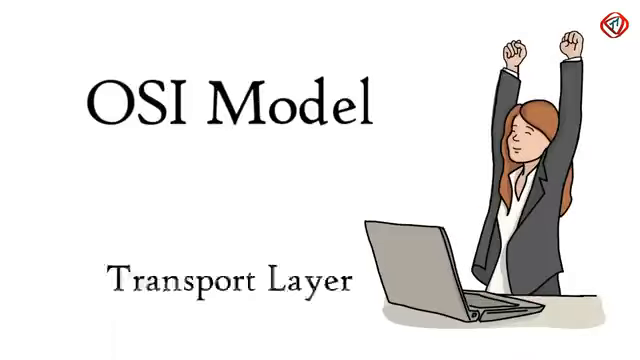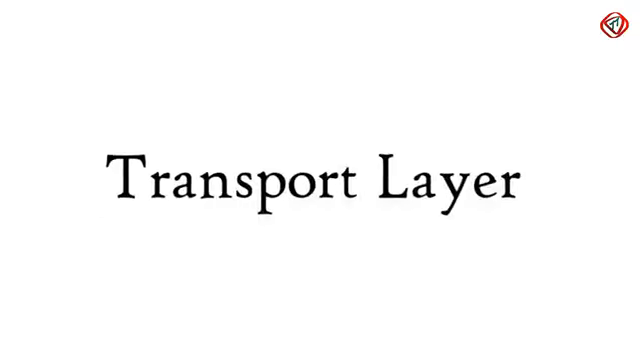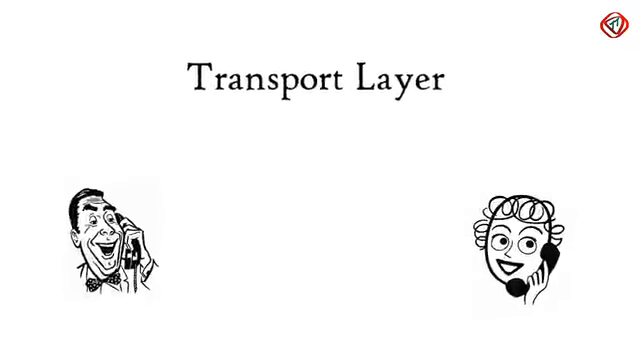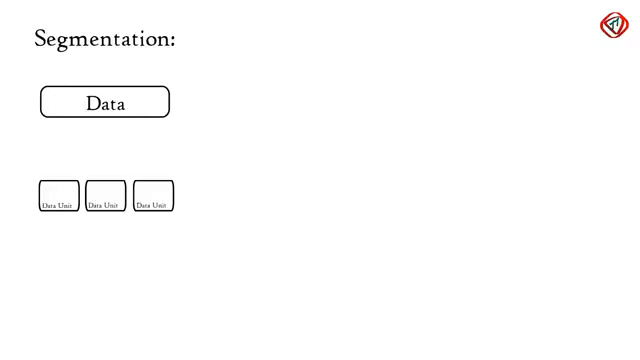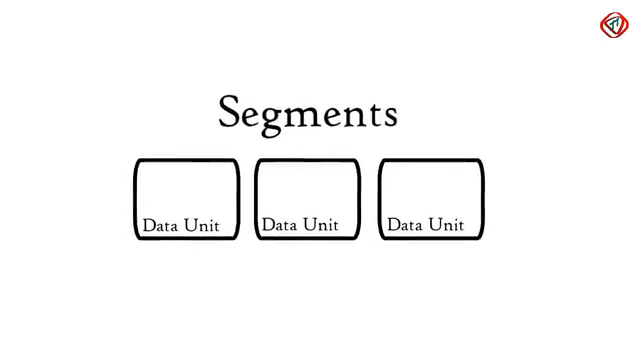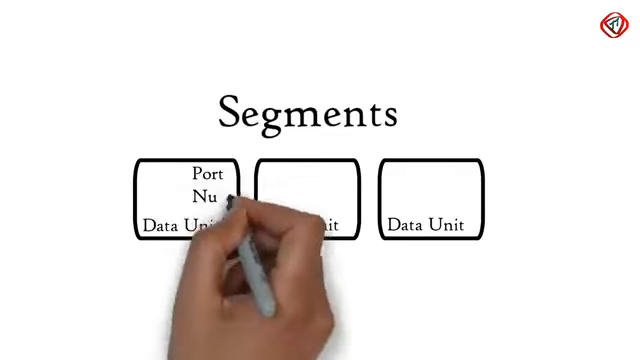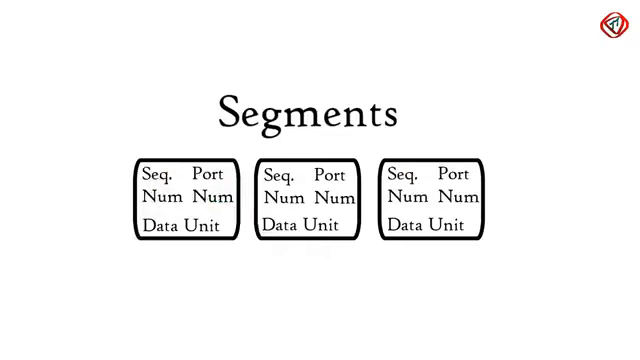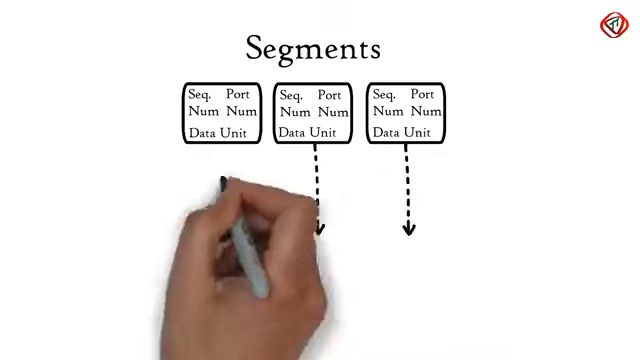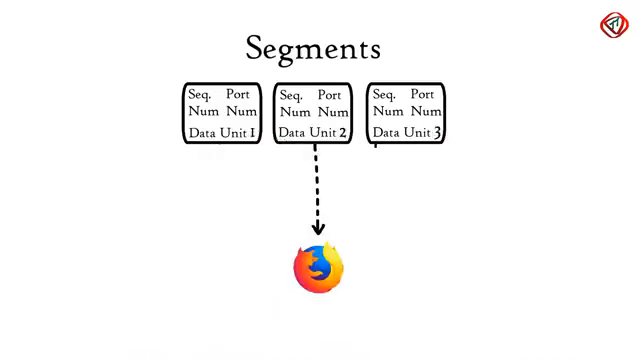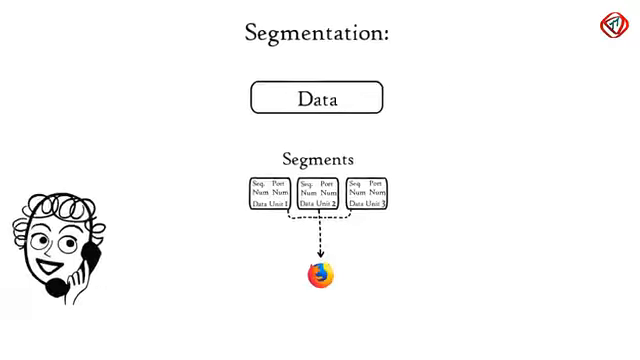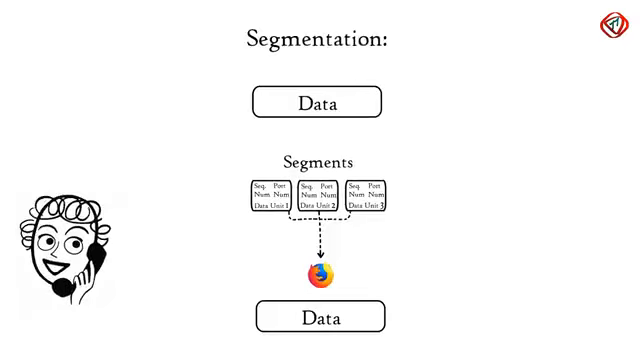Layer below session layer is transport layer. Transport layer controls the reliability of communication through segmentation, flow control and error control. In segmentation, data received from session layer is divided into small data units called segments. Each segment contains a source and destination port number and a sequence number. Port number helps to direct each segment to the correct application, and sequence number helps to reassemble segments in the correct order to form the correct message at the receiver.